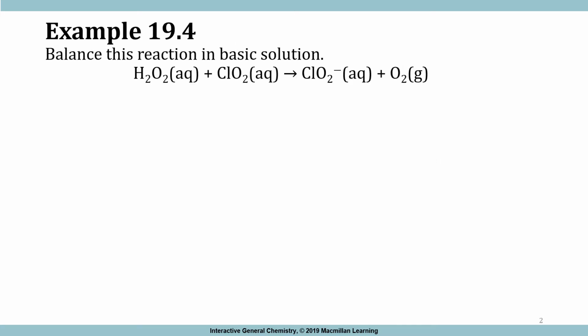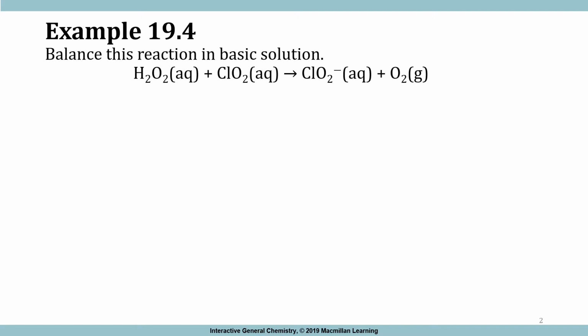Example 19.4 says balance this reaction in basic solution. We're not really changing any of the initial steps we went over. We're just adding a few steps in the end because we can't have H plus left over, because that would mean it would be an acidic solution.